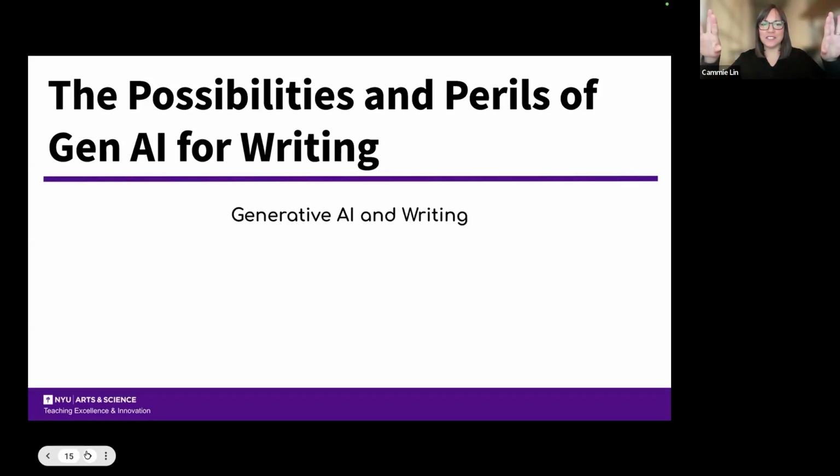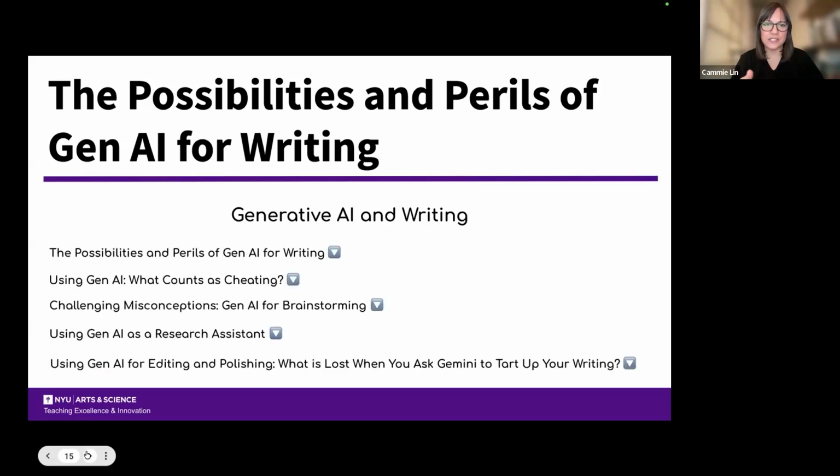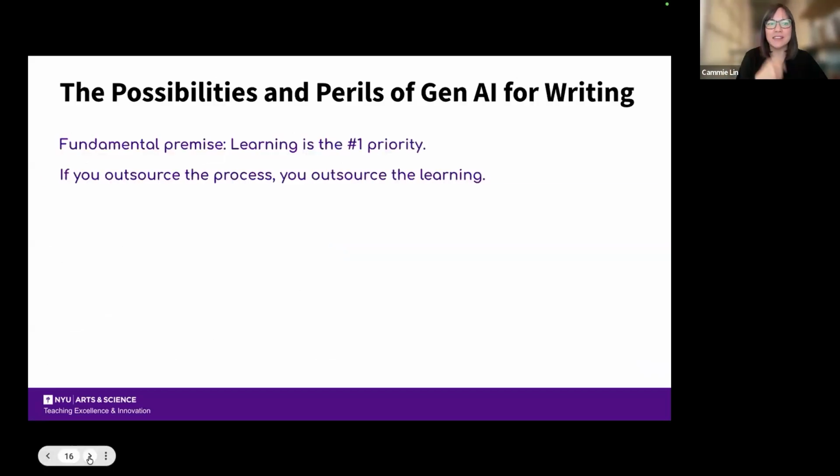So I imagine the heading might be generative AI in writing, and then there's a number of resources connected to it, including some of the things we're already working on. The short article that I'm working on right now is called The Possibilities and Perils of Gen AI for Writing. I'm just going to go through an outline of that and point out some things that I think were particularly interesting for me to learn as I was going through that process.